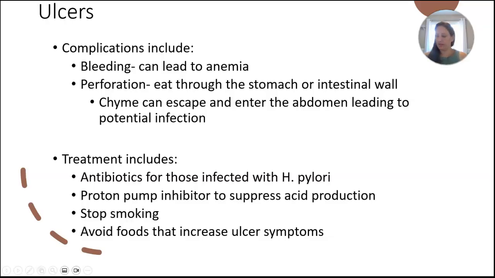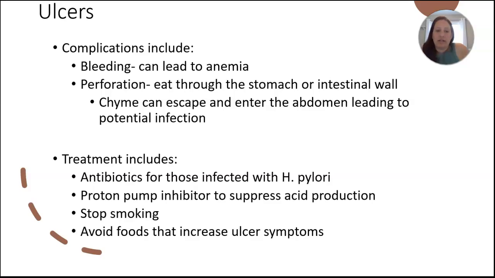Okay, complications: bleeding, which again could lead to anemia. Anytime you're losing blood, it can lead to anemia. Perforation of the stomach or intestinal wall. So an ulcer from the acid can actually eat right through that wall. That could lead to chyme, that acidic food mixed with stomach juices, could escape and enter the abdomen. That could lead to infection. That could also lead to death. Okay, that could be very serious.